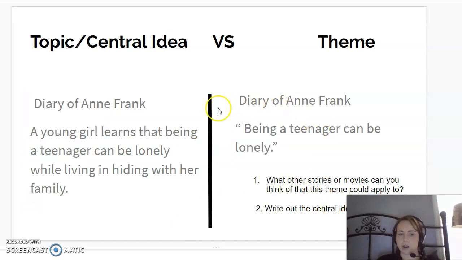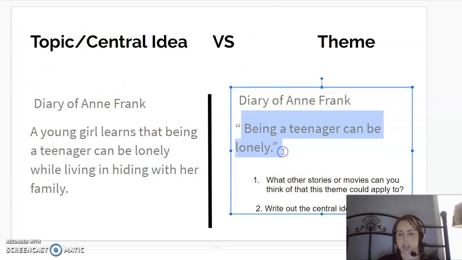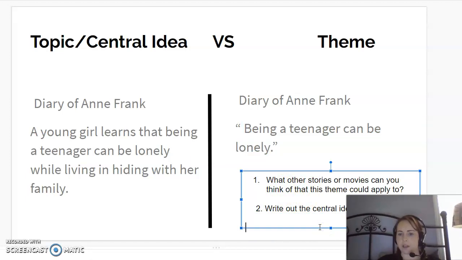So if you look over here, this is the central idea. This is the theme. We would break this down and say being a teenager can be lonely. We can apply that to our own life. We can apply that to different stories. Okay, that's the difference between the central idea versus the theme.